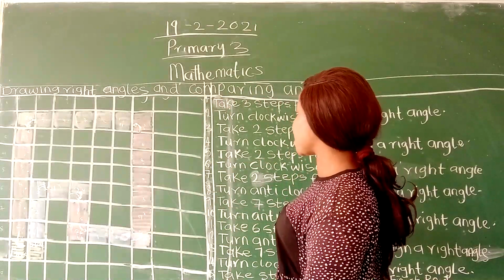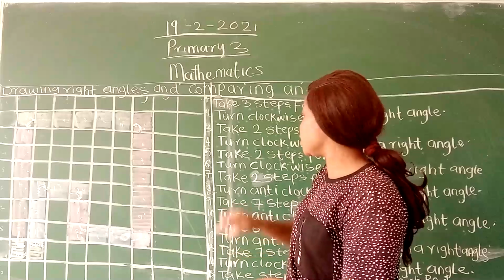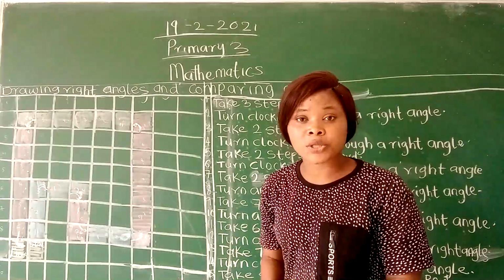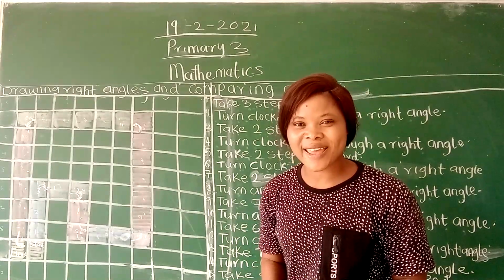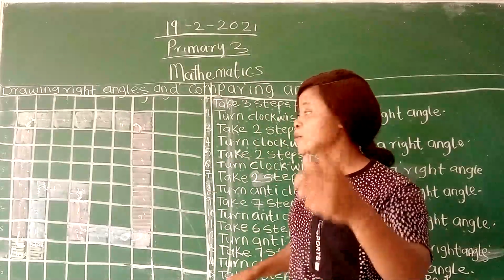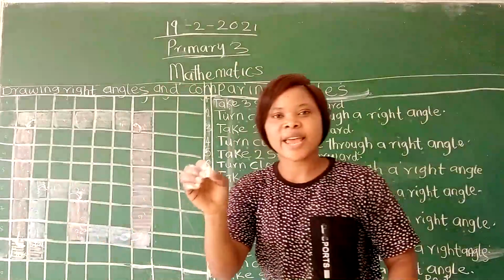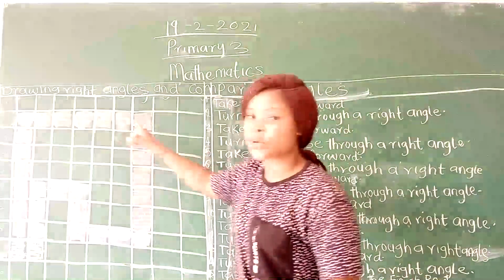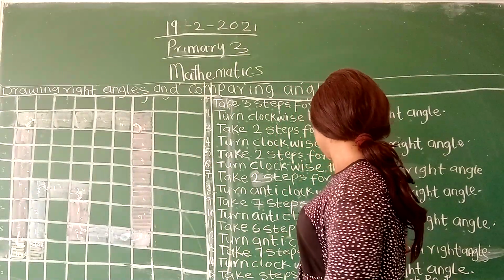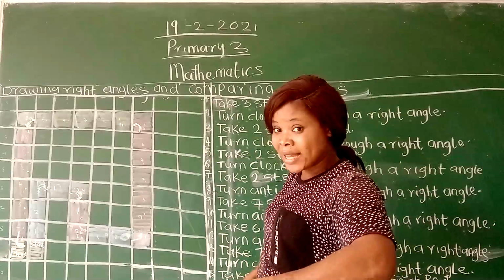9th point, take 7 steps forward, you color in the steps. Then the 10th point says turn anti-clockwise through a right angle. You turn. Now you say take 6 steps forward. You count 1, 2, 3, 4, 5, 6. You shade in the squares with your favorite color. Now it says again turn anti-clockwise through a right angle. We are still moving down on the left hand.